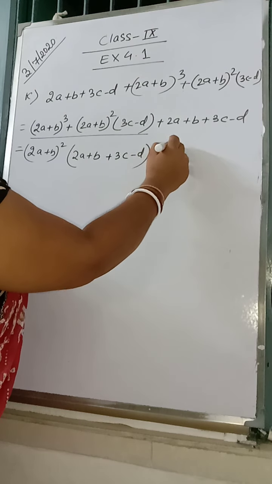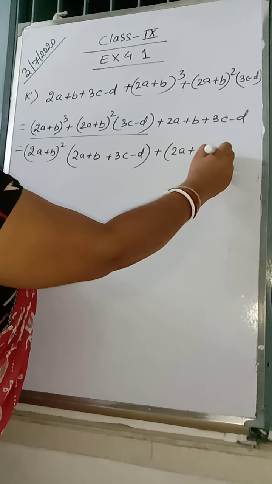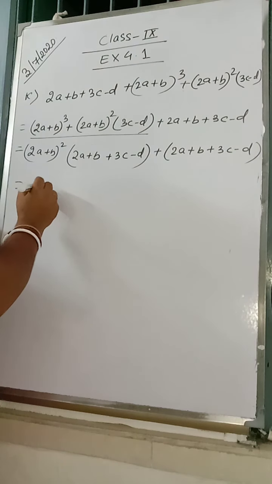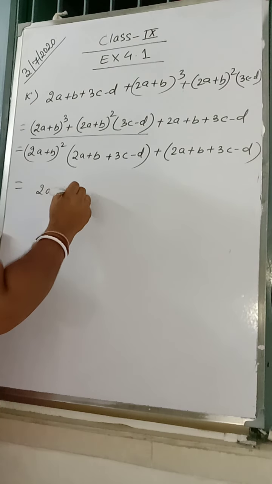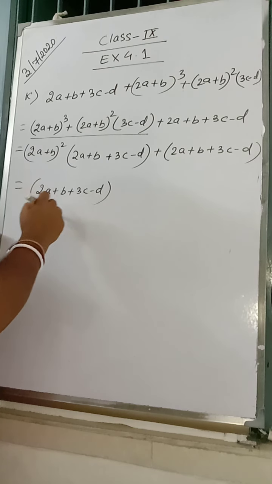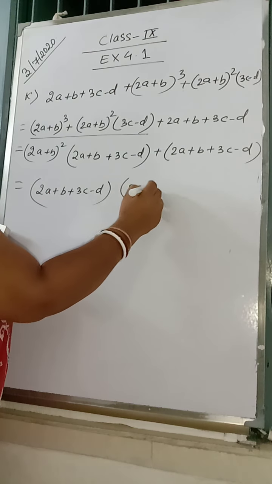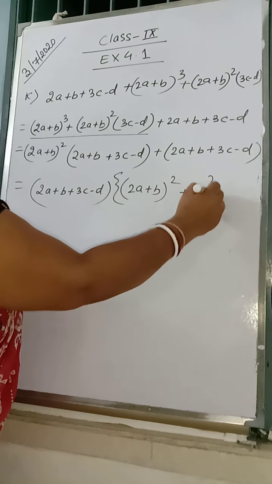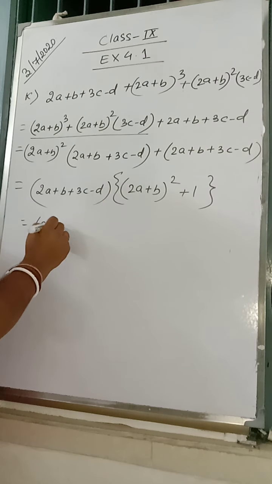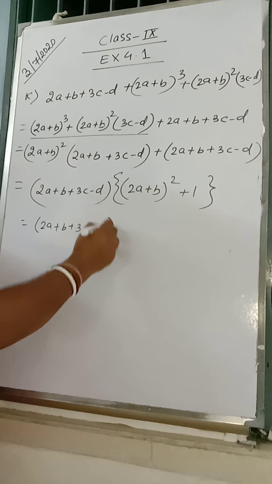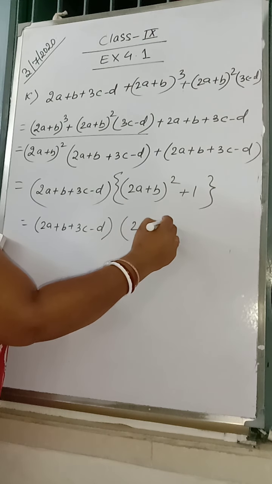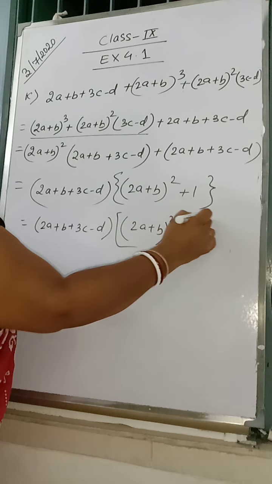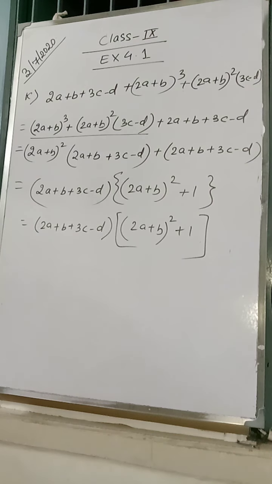Now this I am writing together: 2A plus B plus 3C minus D. Now from these two terms I can take 2A plus B plus 3C minus D as common. So here I am left with 2A plus B whole square, and here everything is taken common, so I am left with 1. So the answer will be 2A plus B plus 3C minus D, times 2A plus B whole square plus 1. This is the answer.